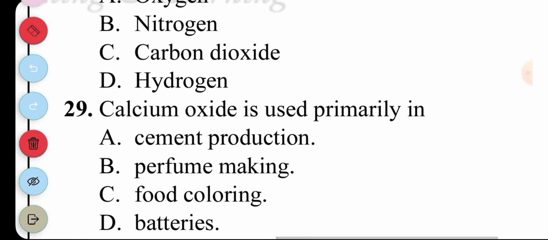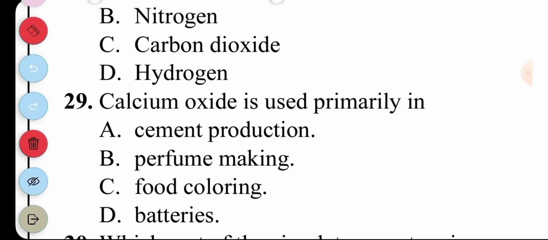29. Calcium oxide is used primarily in A. Cement production, B. Perfume making, C. Food coloring, and D. Batteries. The answer to 29 is A. Cement production.